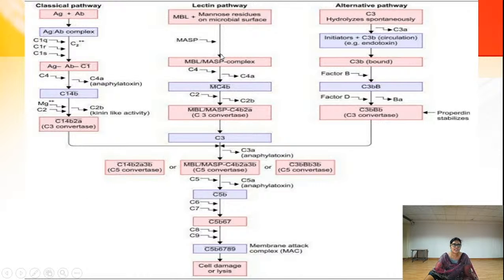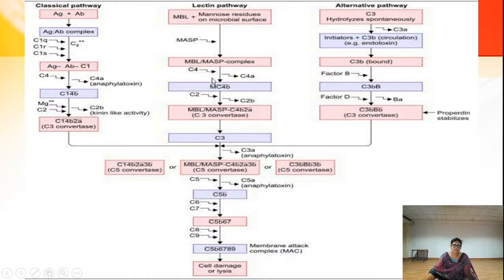This acts as C1, but it is not a component of the complement proteins. MBL MASP complex is not a complement, but it initiates the complement, whereas in the classical pathway C1 initiates the pathway, and in the MBL pathway the MBL MASP complex initiates. But it should be remembered that it is not a component of the complement proteins. So the starting complement protein of the lectin pathway is C4, whereas the starting complement in the classical pathway is C1.